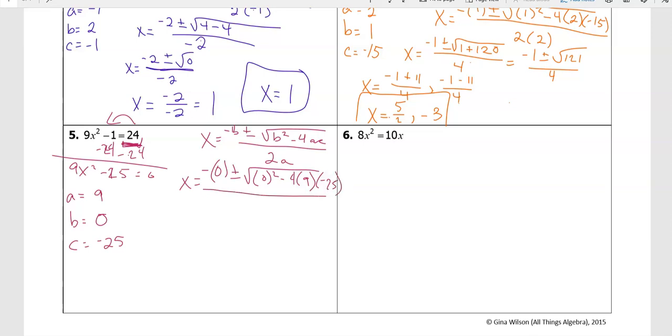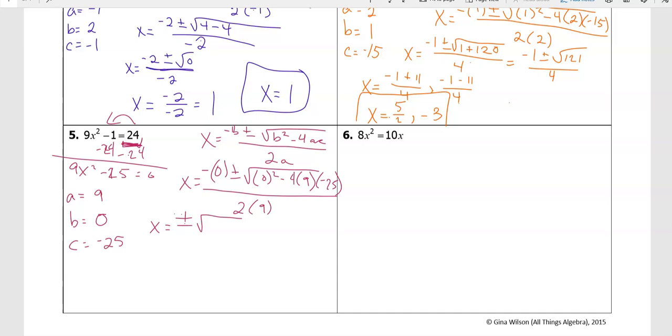Luckily for us, multiplication is commutative. That means I can rearrange these numbers to make them easier to multiply. Over 2 times 9. All right, so then we're going to have x equals the opposite of 0, which is 0, plus or minus. So I'm not going to have 0 plus 0 minus. I'm just going to put plus or minus the square root of 900.